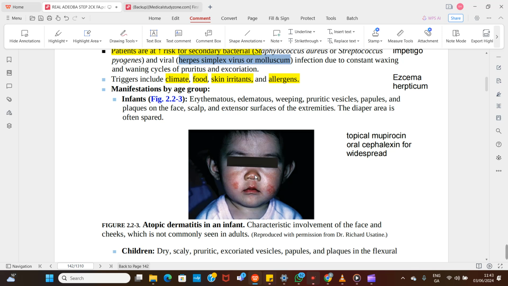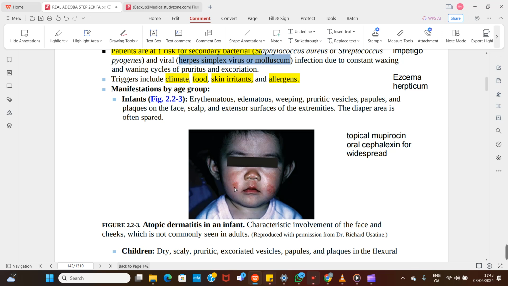The face and the extensor surface of the body. Please don't forget that. What is the lesion that we have talked about? The papulovesicular lesion. So you are going to get erythematous, reddish papules and vesicles, right? Sometimes they will describe them as being weeping.